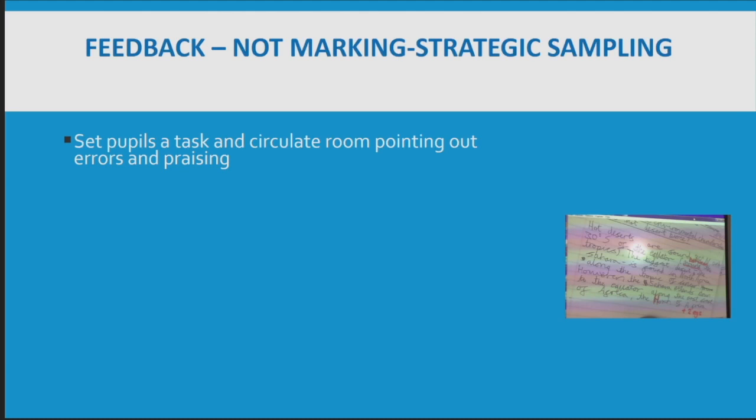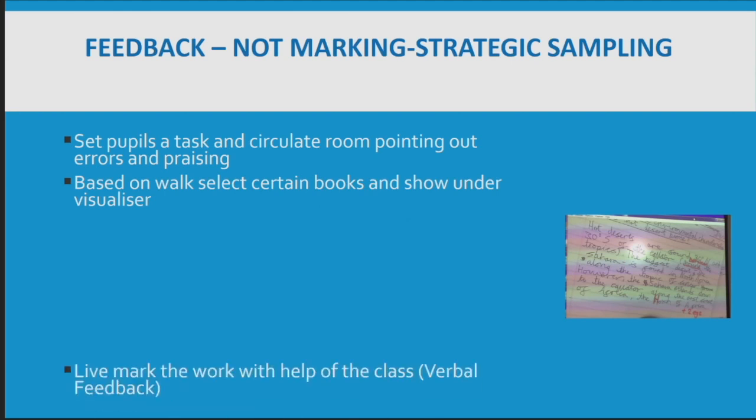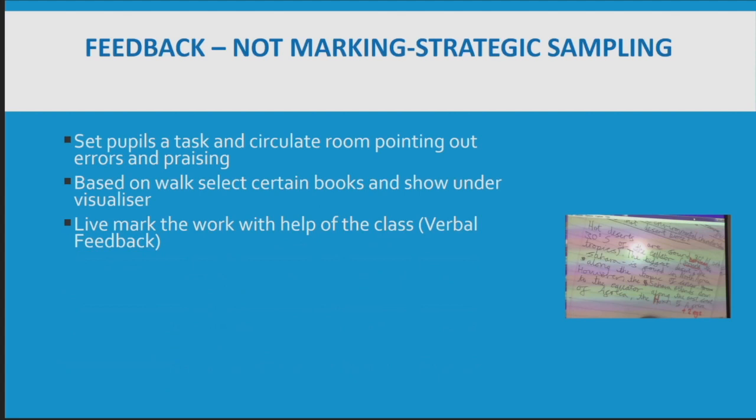So what I would do is I'd set students off on a task. It might be explaining the concept or writing out a conclusion, and then I would circulate the room and point out any errors or praise students for particularly good science which they were writing about. And then based on that, I would strategically choose books to show quickly under the visualizer, and I would then question students and say, right, let's have a look at this, let's live mark this together.